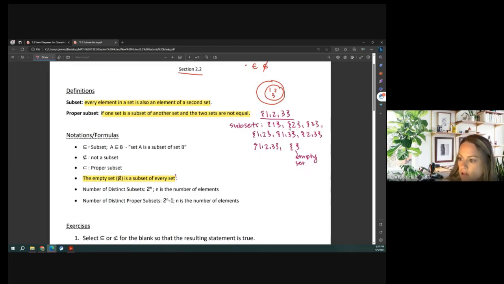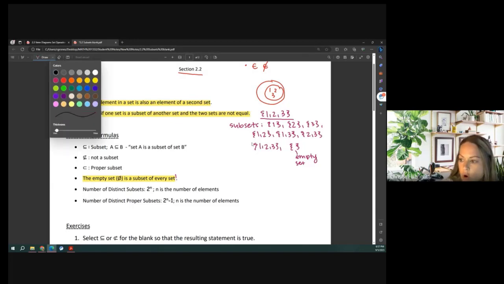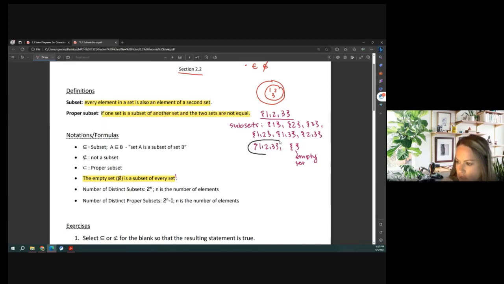So we have all of our subsets listed. The only one that is not going to be proper is our original set because it is equal. And the definition of a proper subset is that the two sets are not equal. So this is the only subset that is not proper.